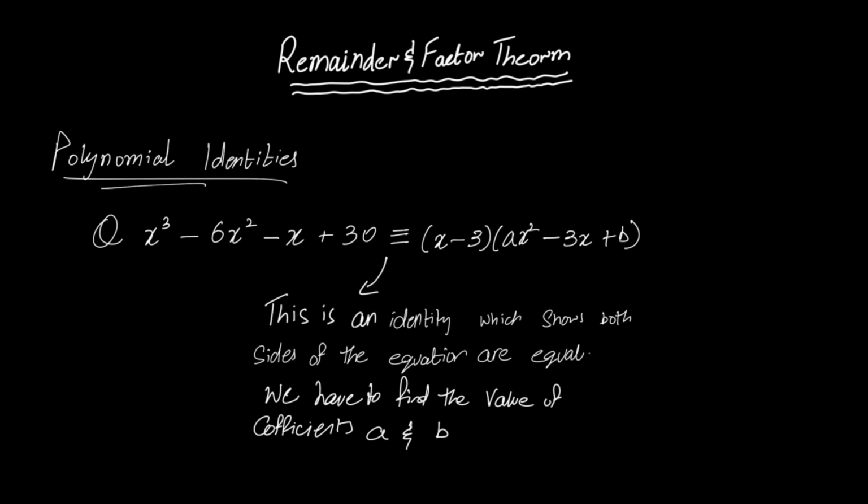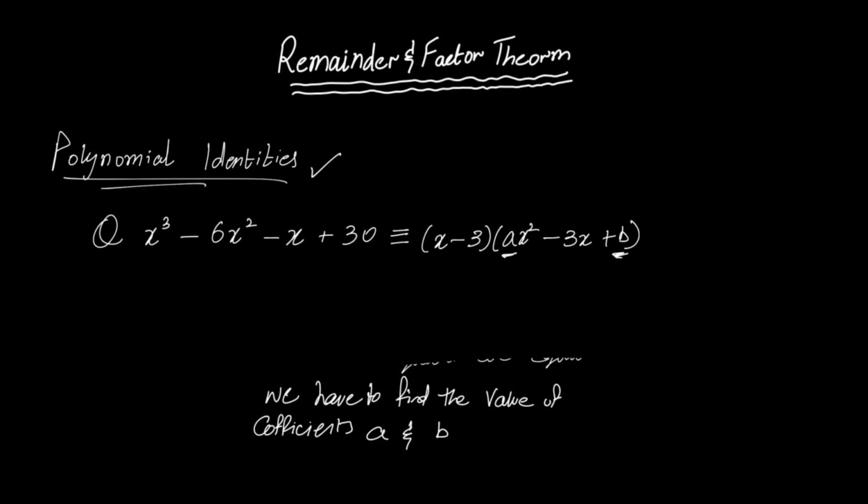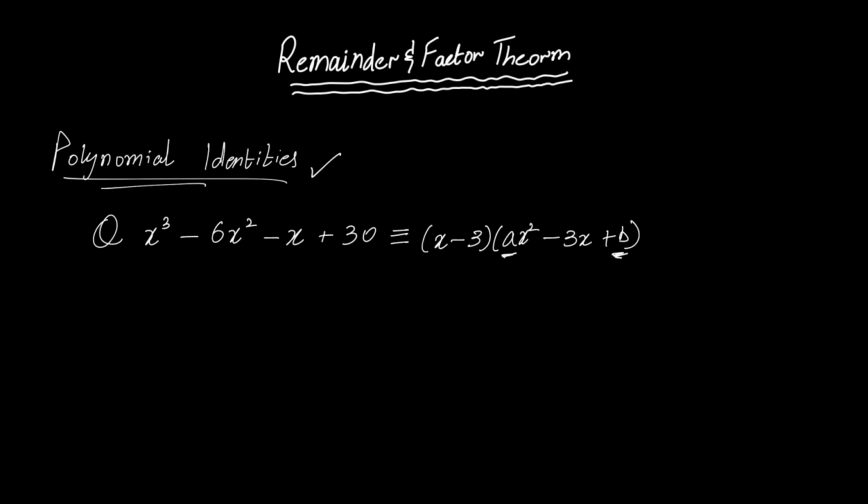So first of all, let's look at polynomial identities. This sign is basically an identity which shows that both sides of the equation are equal, and we have to find the values of the coefficients, which are a and b in this case. So let's make space for this. In identities you cannot move stuff here and there, so you have to work within that identity.